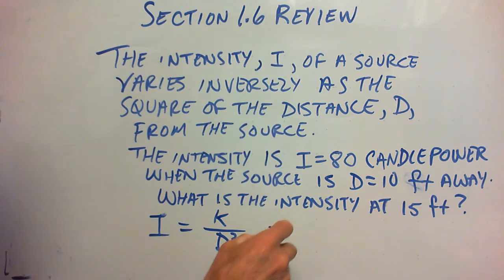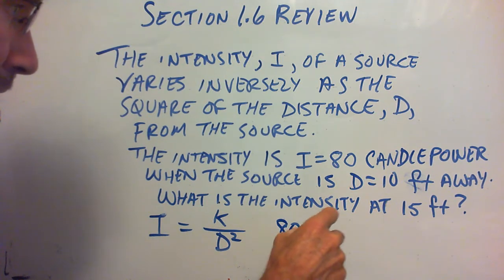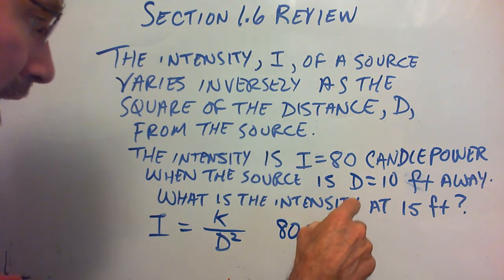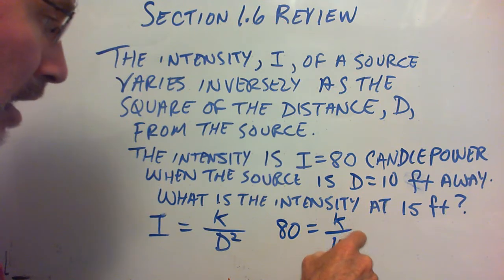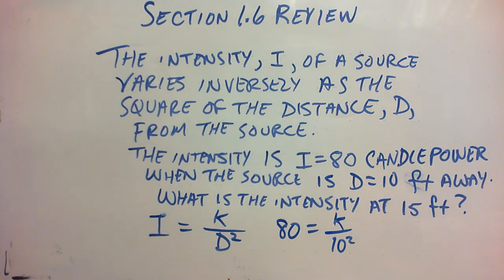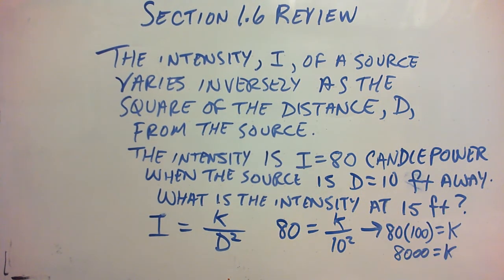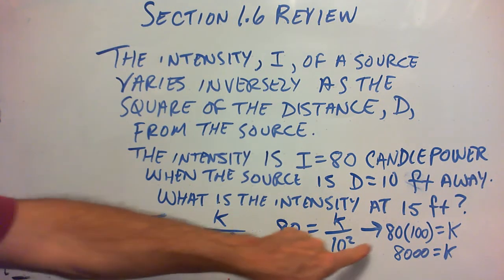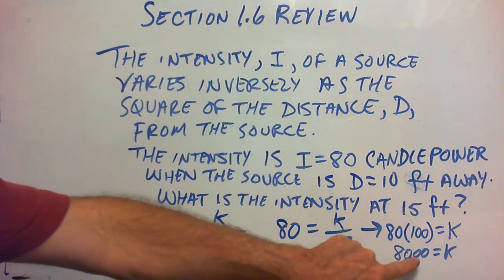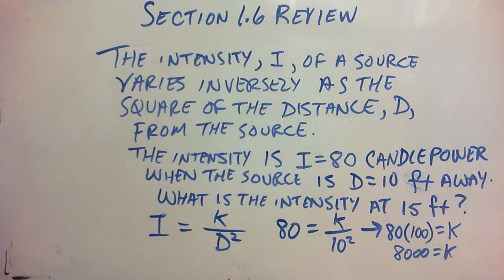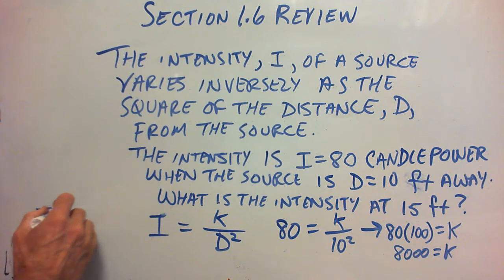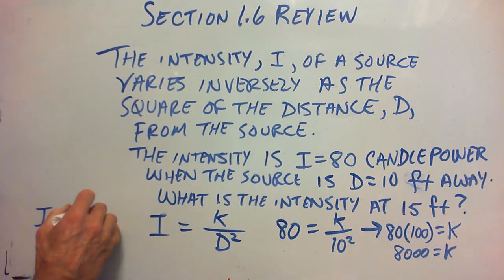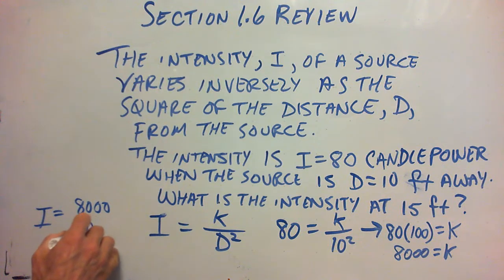We can use the given information to solve for K in that model. So we plug 80 in and 10 in. So 80 is K over 10 squared. Then we solve for K, multiply both sides by 10 squared, or 100. 80 times 100 equals K, or K is 8,000. So we get our completed model, I equals 8,000 over D squared.